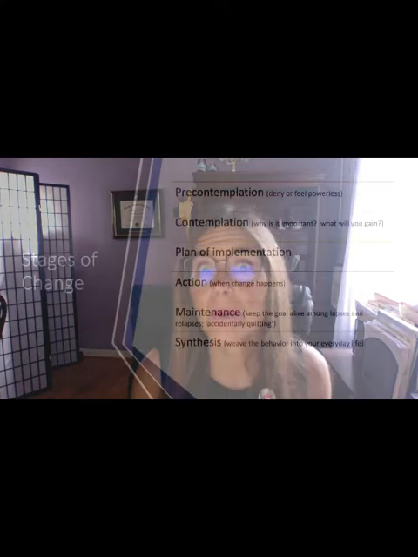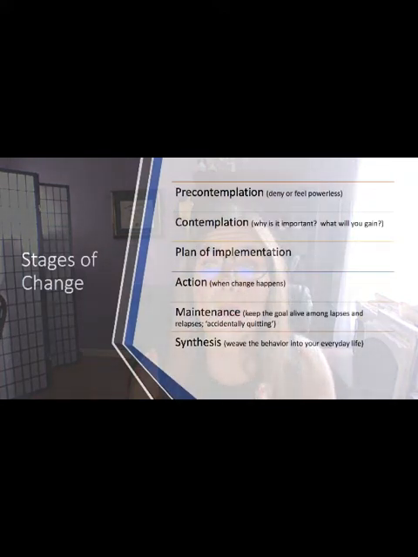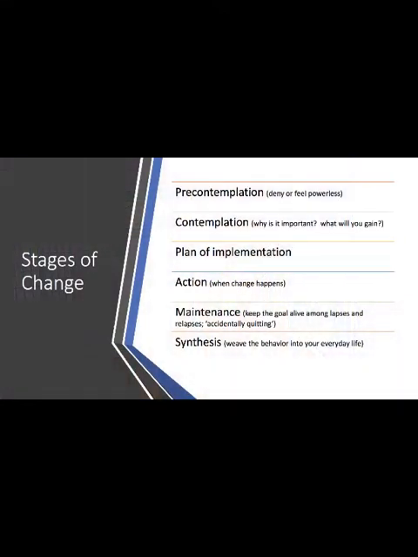So again, pre-contemplation, we are not really thinking about it. We're feeling powerless. Contemplation is now, okay, we're thinking about it. We're starting to think about planning, but we're not quite planning yet. But we really need to figure out why it's important to us. And we figure out a plan of implementation. That's where we are right now. We're going to go through a step-by-step process to really figure out a plan of implementation.